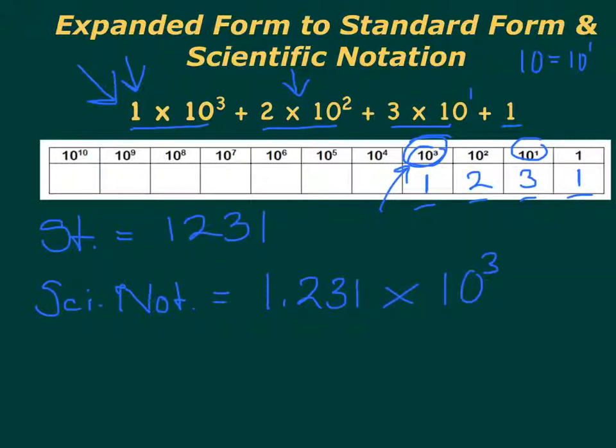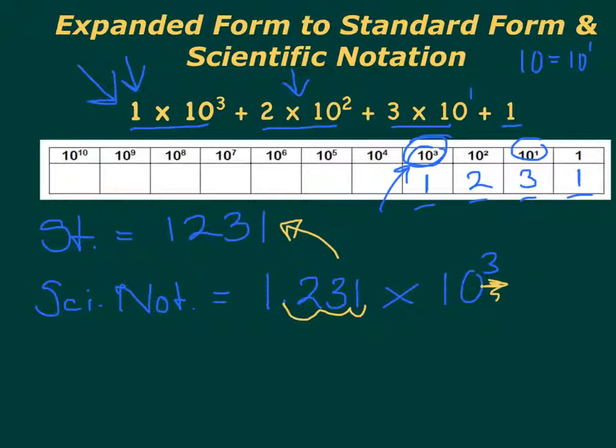I can check and make sure this is correct by checking with decimal places. If I move 1, 2, 3 decimal places, do I get my original standard form number? I do. This number becomes 1,231. That lets me know that my exponent 3 matches up with that, and it makes sense. Okay, so there we've looked at how to move between expanded form, standard form, and scientific notation.